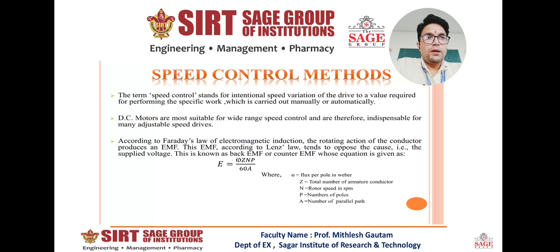According to Faraday's law of electromagnetic induction, the rotating action of the rotor conductors produces an EMF. This EMF, according to Lenz's law, tends to oppose the cause, that is the supplied voltage. This is known as back EMF or counter EMF, whose equation is given as E = φZNP/60A, where φ is the flux per pole in Weber, Z is the total number of armature conductors, N is the rotor speed in RPM, P is the number of poles, and A is the number of parallel paths.